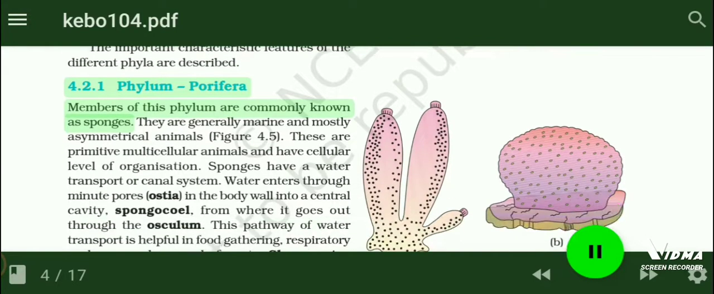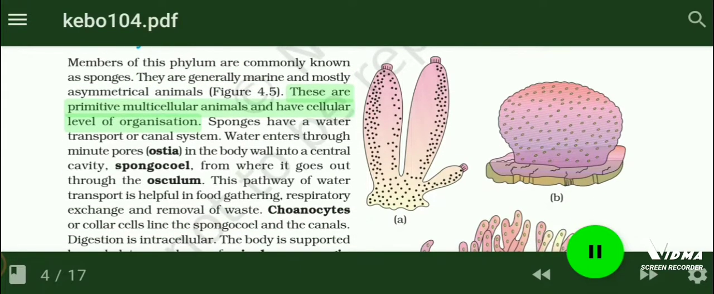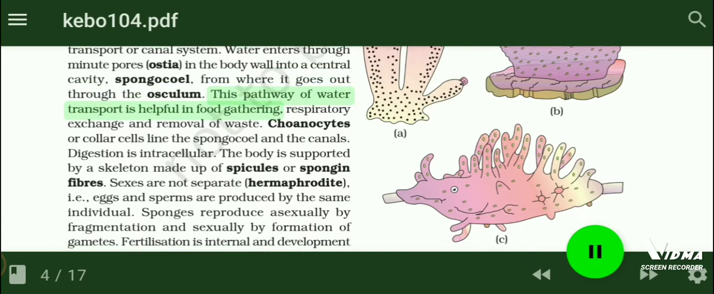4.2.1 Phylum Porifera. Members of this phylum are commonly known as sponges. They are generally marine and mostly asymmetrical animals. These are primitive multicellular animals and have cellular level of organization. Sponges have a water transport or canal system. Water enters through minute pores called ostia in the body wall into a central cavity, spongocoel, from where it goes out through the osculum. This pathway of water transport is helpful in food gathering, respiratory exchange and removal of waste.